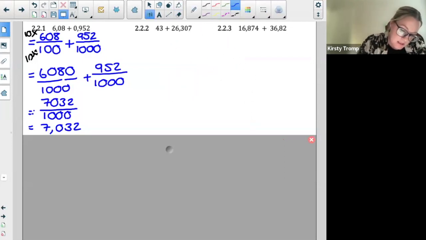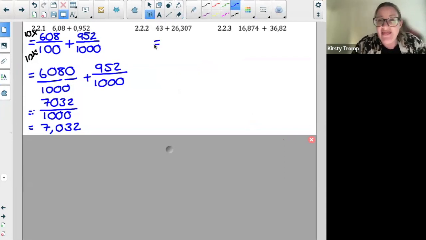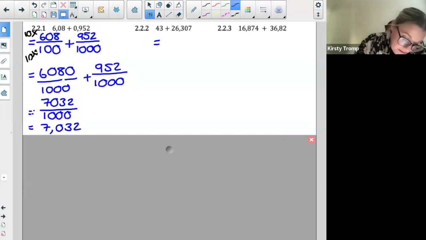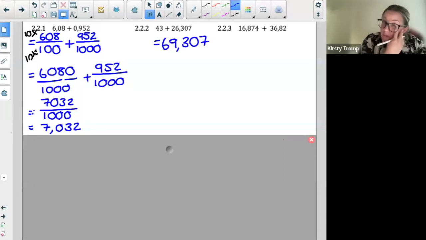Let's have a look at my next one. My next one is 43 plus 26,307. That one's not so bad. That one's nice and easy to do, because 43 doesn't have any decimals. So I can say that's going to be equal to 69,307. All I did was add up my whole numbers. All done. Lorena, I am so sorry. I saw KG before. That's why. Lorena, apologies. I actually do know that you're a boy.